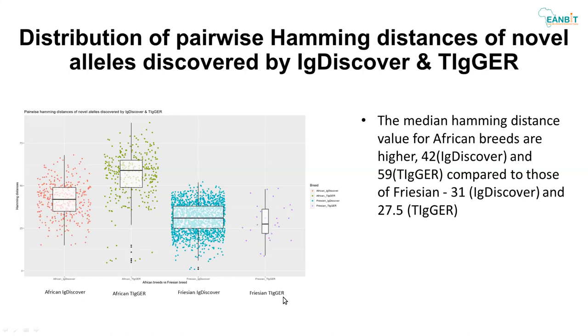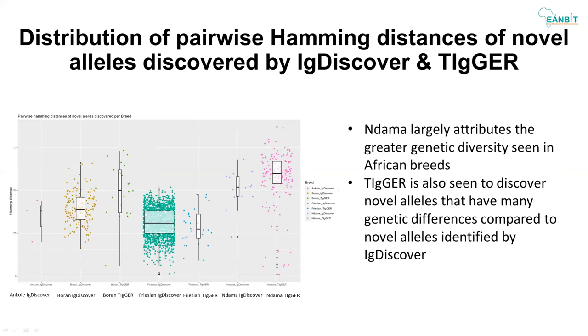To specifically look at individual breeds in the African, we found that Ndama largely contributed to the greater genetic diversity seen in African breeds, as you can see in Ndama here, on the far right, the medians are higher compared to the rest. And generally, the novel alleles discovered by TIGA were seen to have many genetic differences compared to the novel alleles identified by IGDiscover.